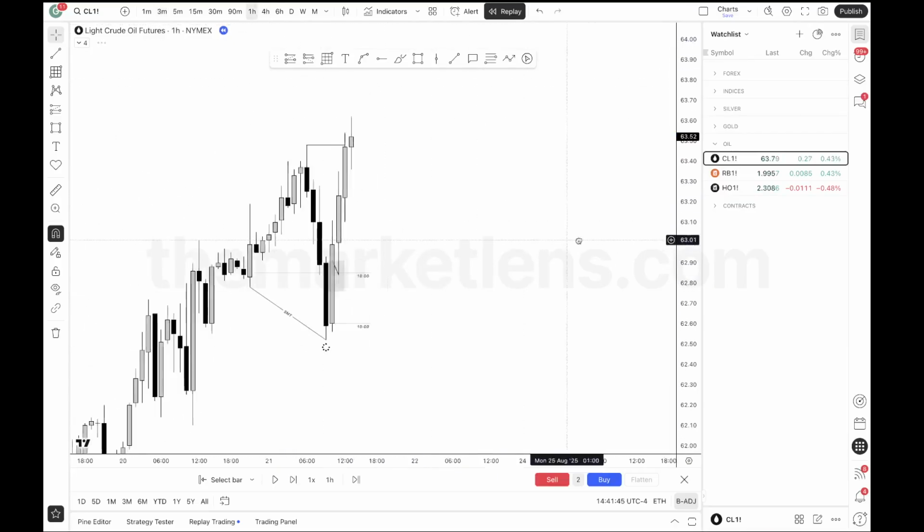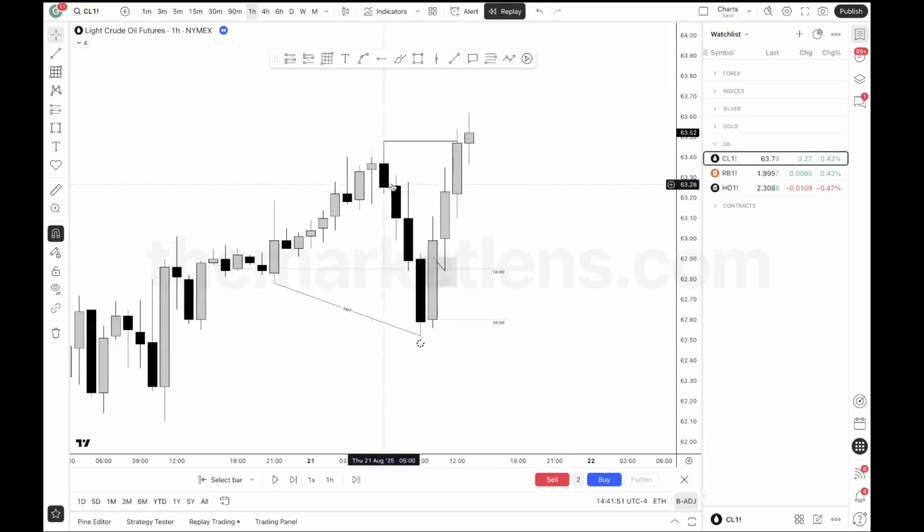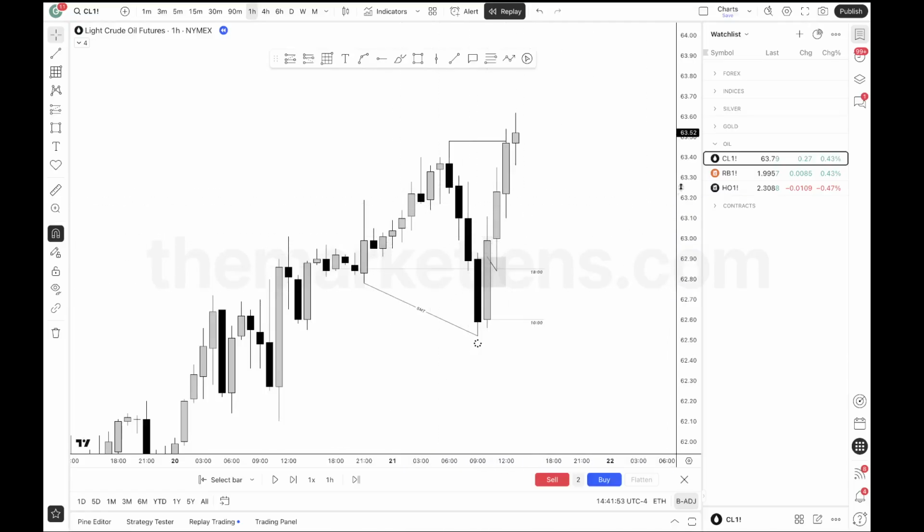So this is my trade yesterday. I don't even know if I posted this. I have it all marked up if you guys want to see that. But yeah, this is what I took yesterday.